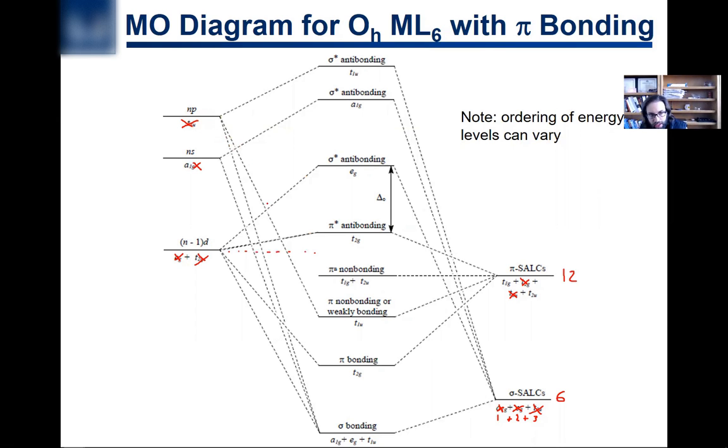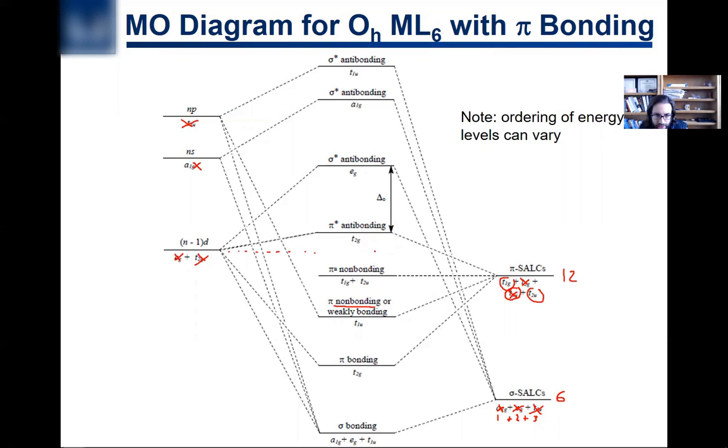So this will usually be weakly bonding. There might be some character in it, but for simplicity you can think of it as non-bonding. It doesn't really matter. But anyway, we're going to have a T1U, a T1G, and a T2U that are going to be non-bonding. These are sliding over. All right, so those are just extra salts that we had.